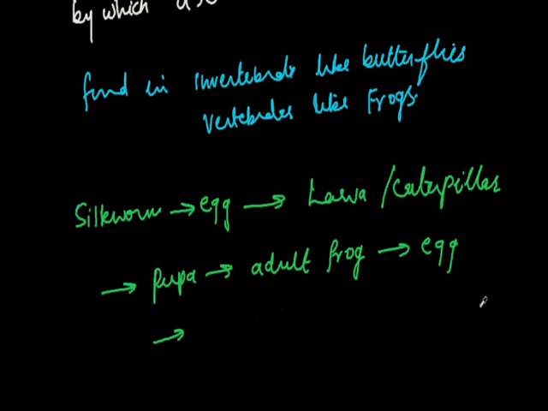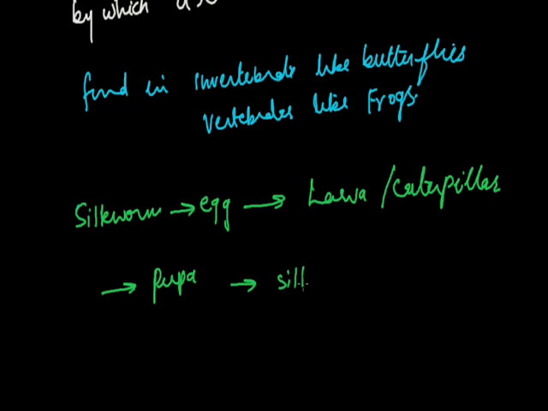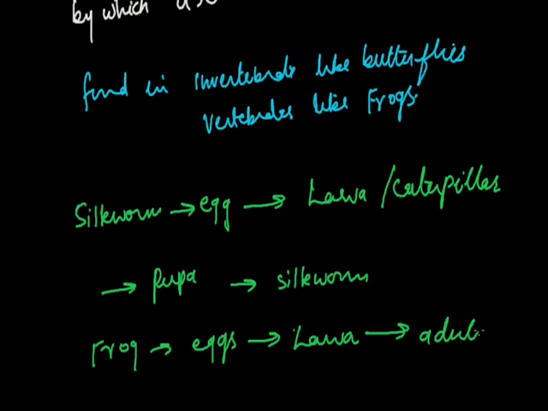This was about the pupa, the metamorphosis of the silkworm. This pupa will develop into what? Silkworm. Now if I talk about the frog, the frog will lay what? Eggs. Eggs will develop into what? Larva. Larva will develop into adult. This was all about metamorphosis. And for metamorphosis, hormones are responsible. For frog's metamorphosis, thyroxine hormone is responsible for the development of larva into an adult.